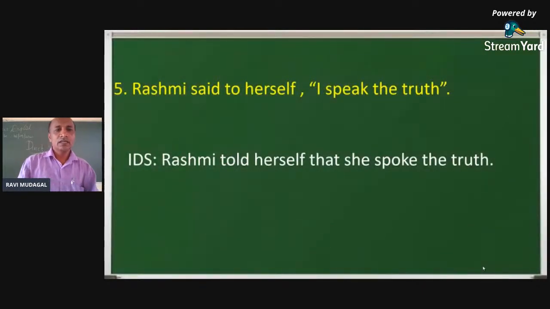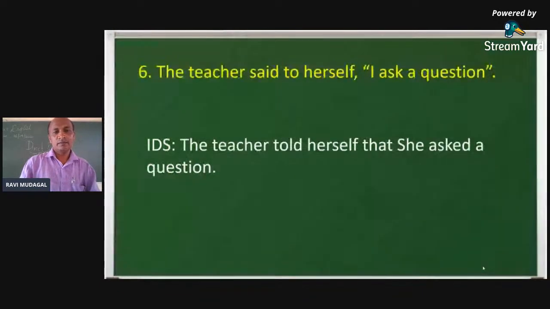Now, let's move on to the next example. See, the direct speech is, the teacher said to herself, "I ask a question." This is direct speech. How do you change this direct speech into indirect speech? Can you try? Or how do you change from direct speech to indirect speech?